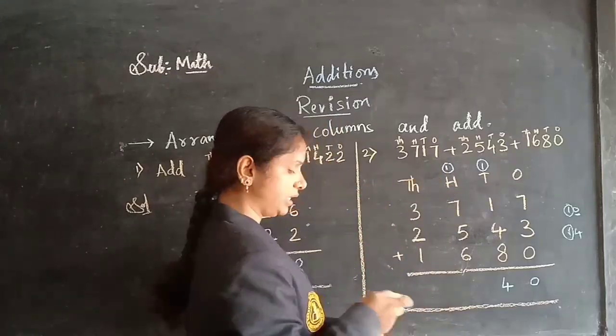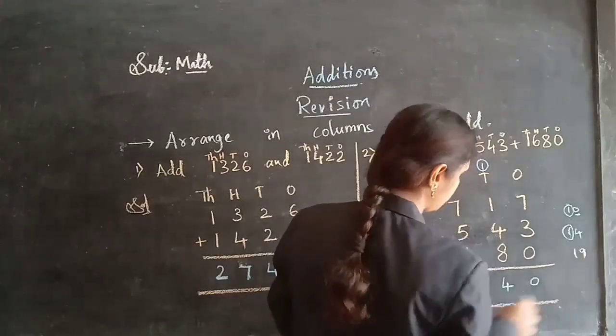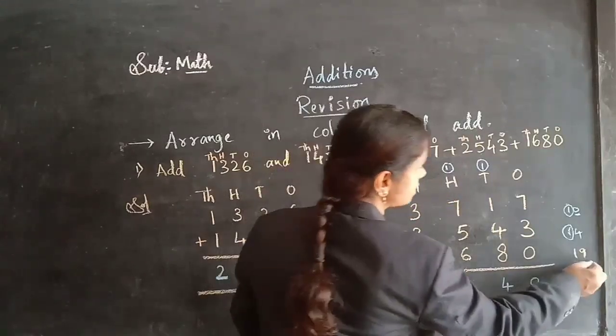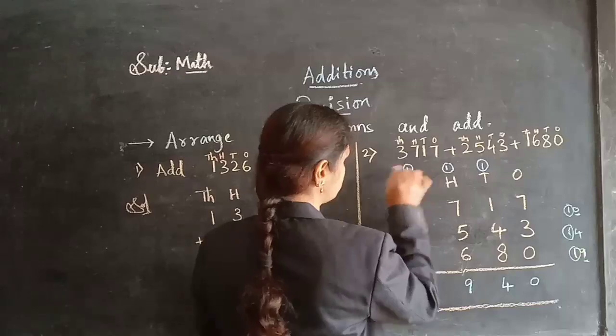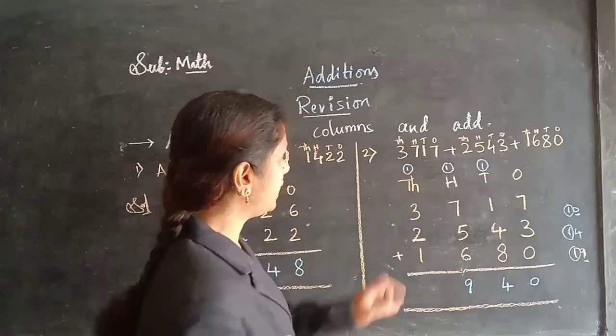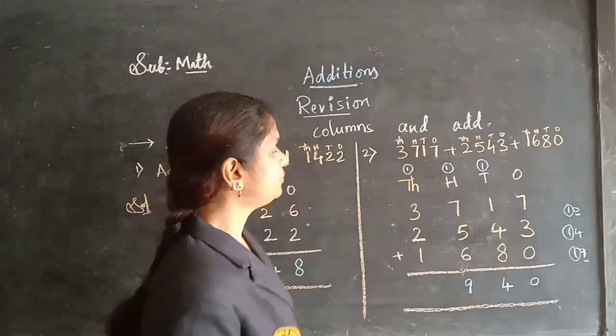I am getting 19. 19 is again a 2 digit number, no children here. 19, 2 digit number, means 9 I am writing here and 1 I am taking as a carry on the thousands place. Come on, let's add the thousands column here.